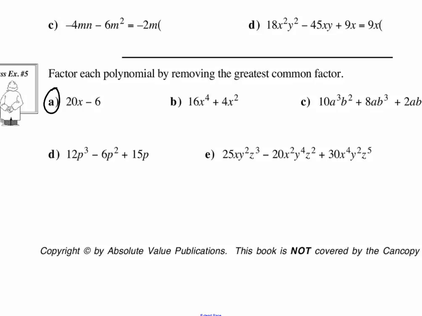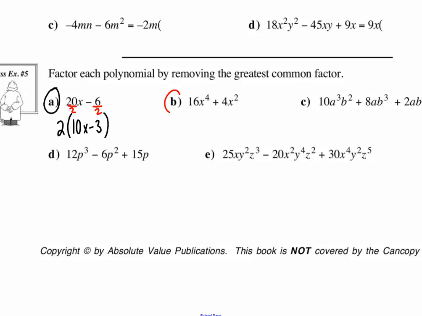Well, can 6 go into 20? No. Can 3 go into 20? No, but 2 can. So 2 is our GCF. So we're going to factor 2 out. If I factor 2 out, what's left? 10x minus 3. How can we get those numbers? We divide each by the GCF. 20 divided by 2 is 10. 6 divided by 2 is 3.